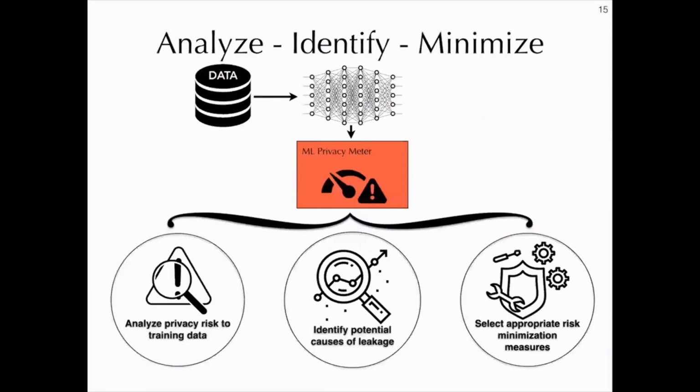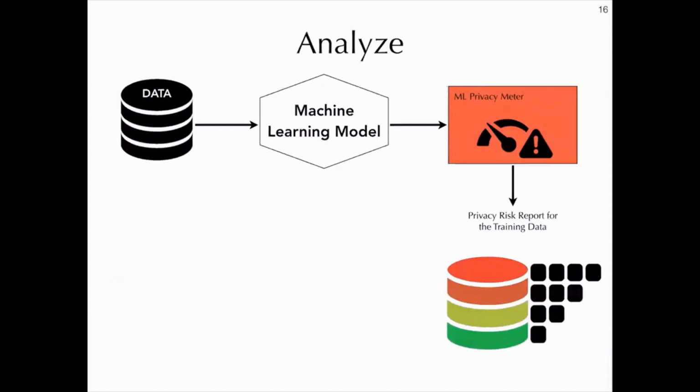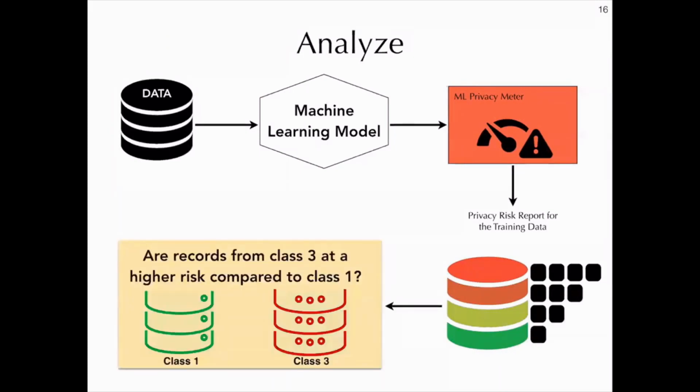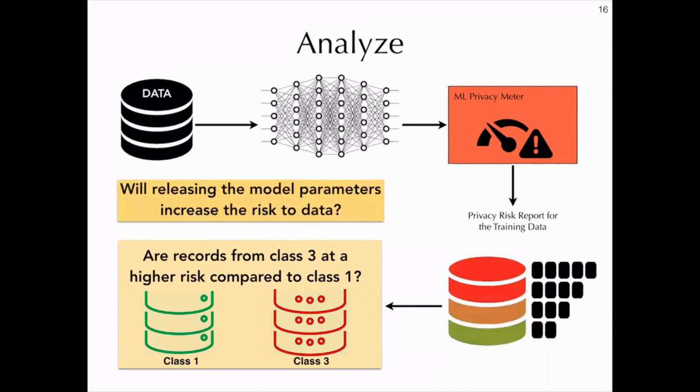The key aim of performing a DPIA is to analyze, identify, and minimize the potential threats to data. ML Privacy Meter can help practitioners in all these three steps of performing a DPIA. It generates detailed risk reports for the training data, which help in identifying the records that are under high risk. It allows for comparison of risk across records from different classes in the training set. It also allows for comparing the additional risk due to revealing the entire model with the risk due to providing only query access to the model.